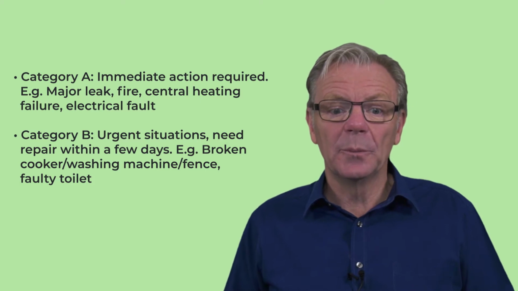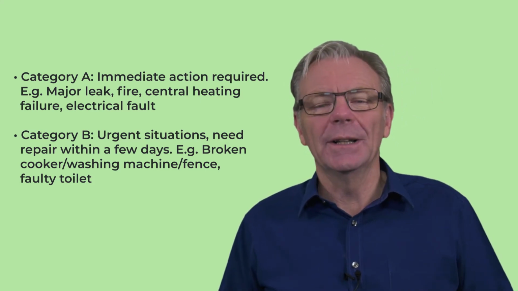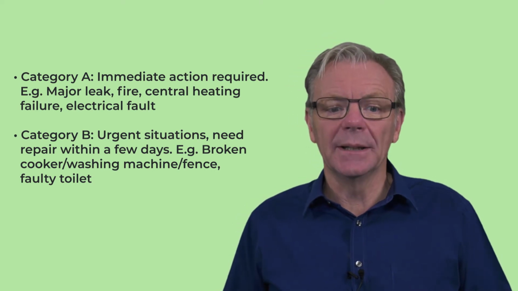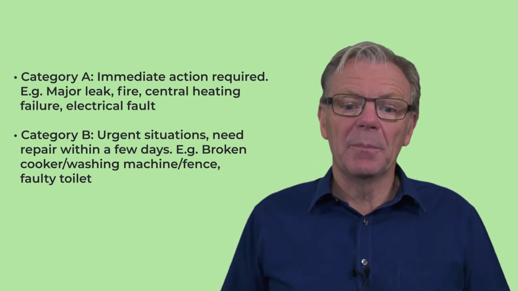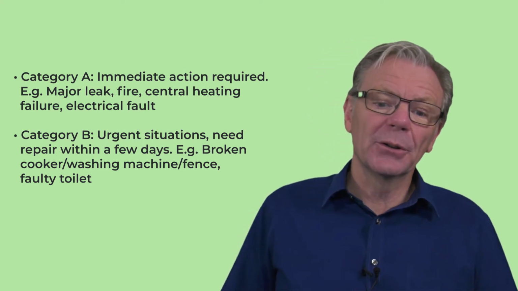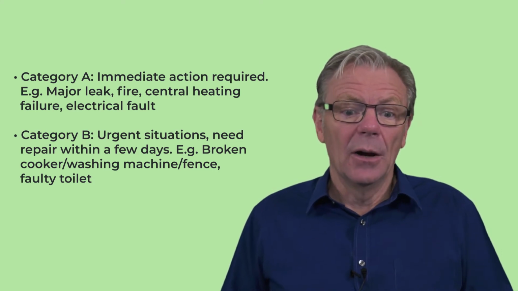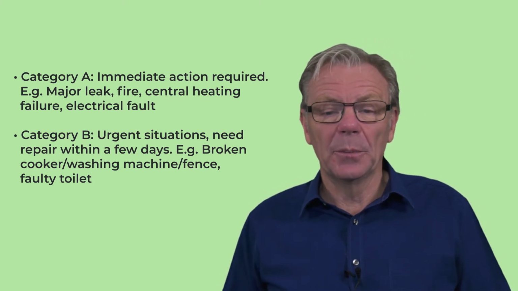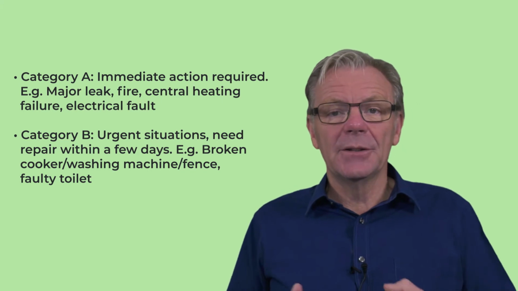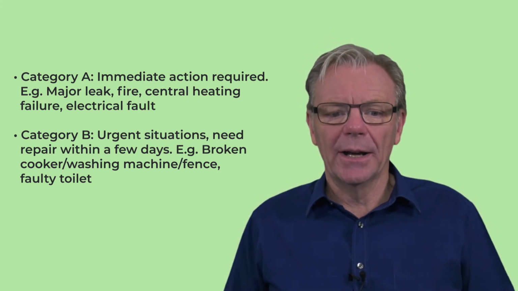Category B would be urgent situations, but they're not really required to be dealt with immediately. So these can be repaired within a few days, two or three days. So a broken cooker or washing machine, a fence that's broken or blown down, one of two toilets in the property isn't flushing properly. These are urgent situations that need action, but they don't immediately require action.